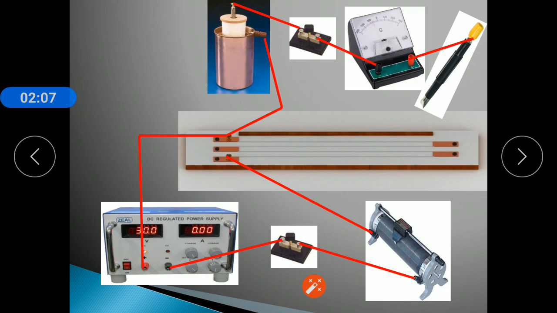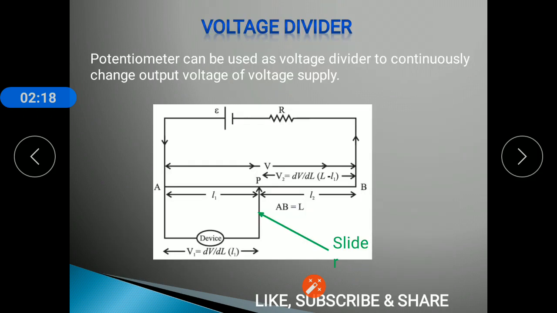Now, what is the actual practical use? Practically we cannot use this potentiometer kit for a practical or electronic project. We use the potentiometer device. Another practical use of potentiometer is as a voltage divider. We can use the potentiometer as a voltage divider to continuously change the output voltage of a voltage supply. For that, consider a wire AB, the potentiometer wire, and connect a supply, a cell having EMF E, and resistance R.